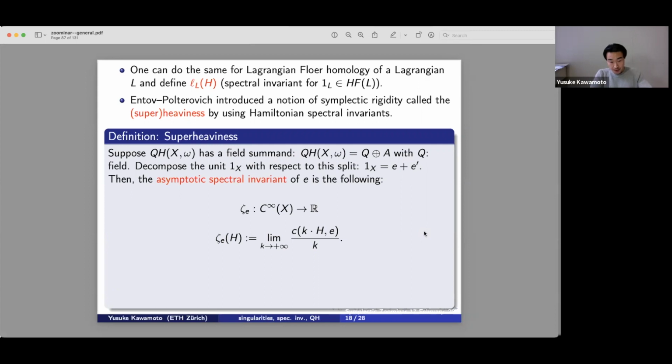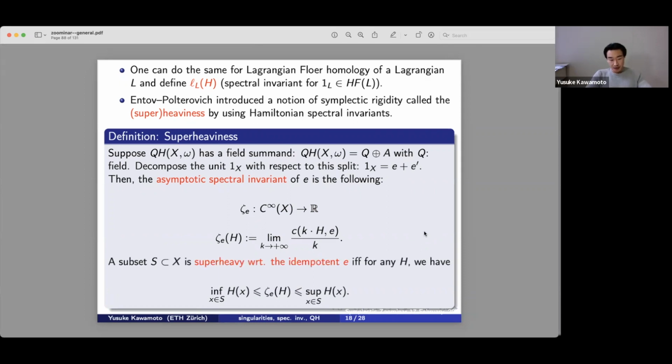You look at the spectral invariant of K times H with respect to the unit of the field summand E, and you look at the growth. So you divide it by K and take the limit. And this is well defined. It will give you a real number. And I'm going to call this function zeta E.